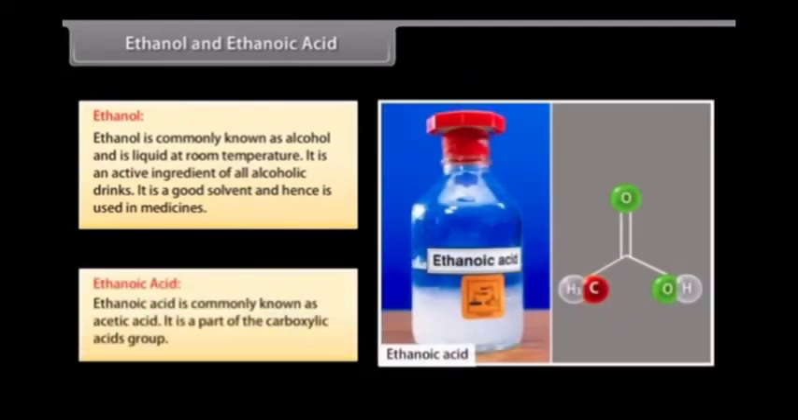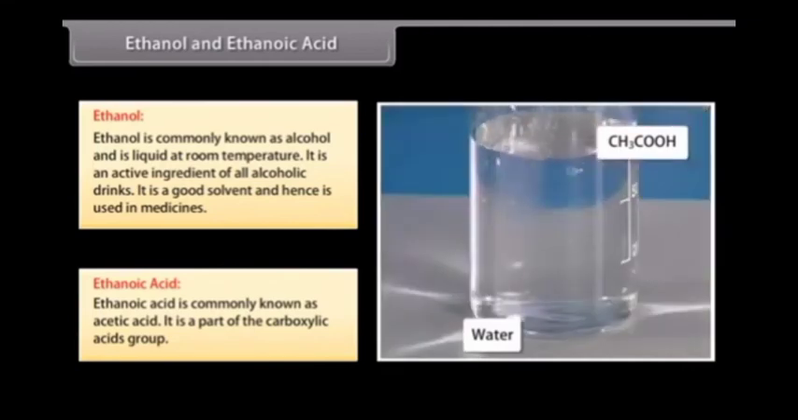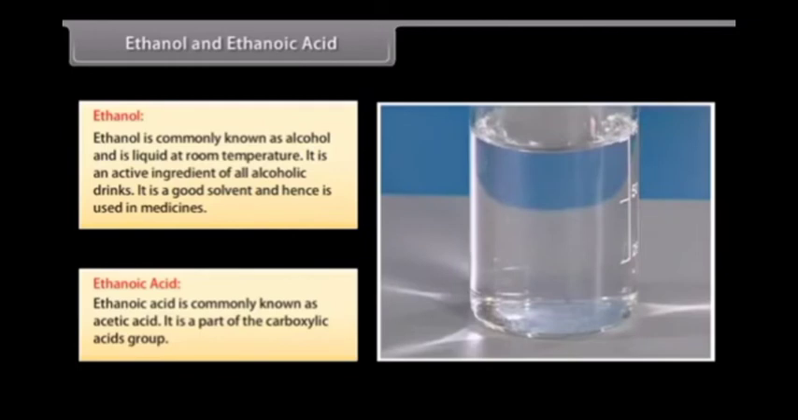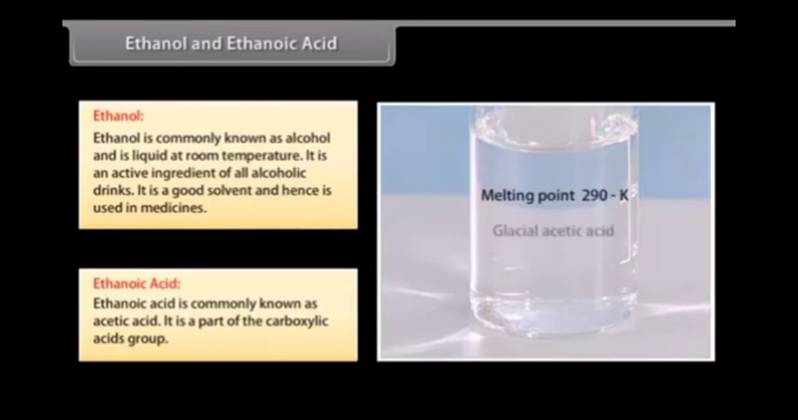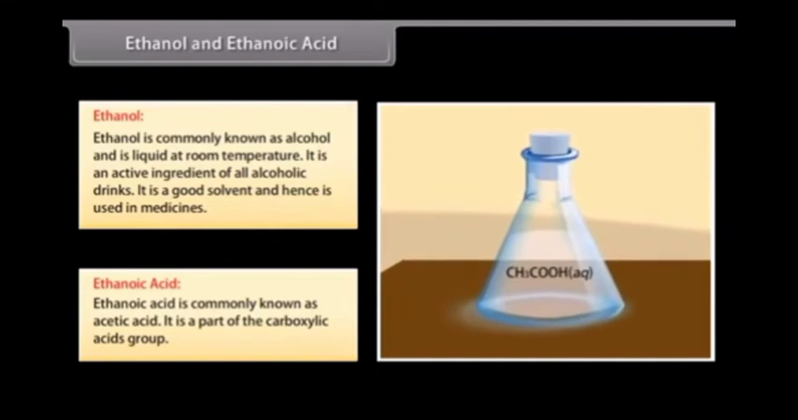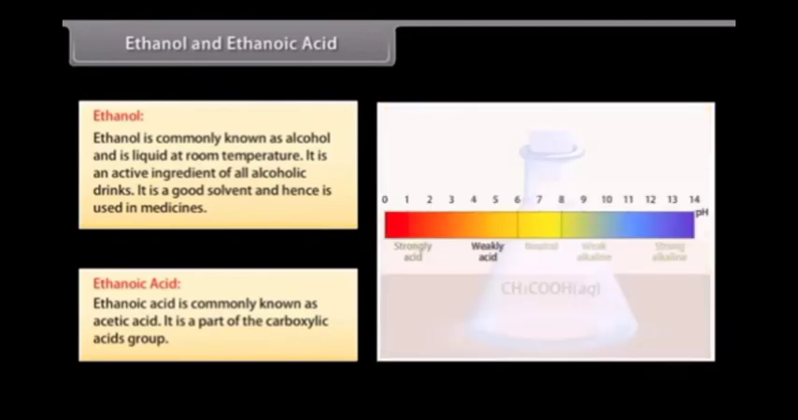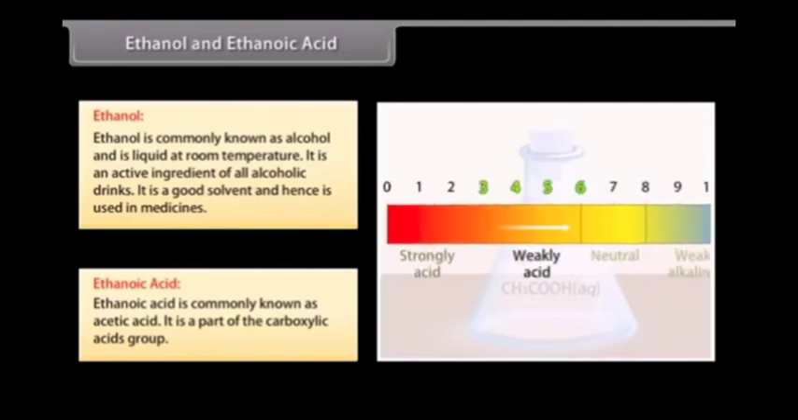Ethanoic acid. Ethanoic acid is commonly known as acetic acid. It is a part of the carboxylic acids group. When a 5 to 8% solution of acetic acid is mixed in water, it forms a substance called vinegar. The melting point of pure ethanoic acid is 290 Kelvin. Because of this property, it freezes during winter and hence is also known as glacial acetic acid. Carboxylic acids are characterized by a special acidity. However, as carboxylic acids are not fully ionized, they are weak acids.